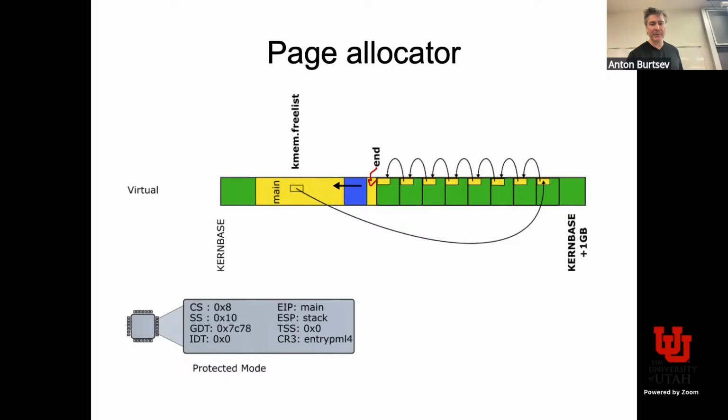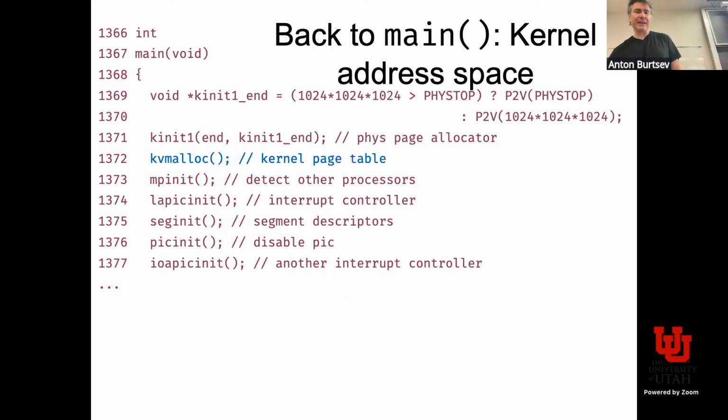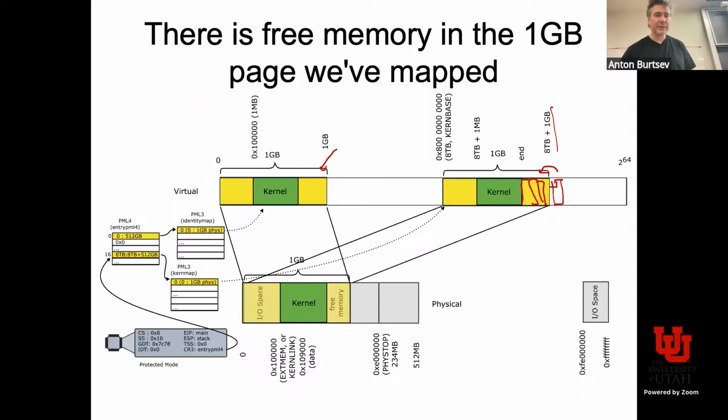Okay, cool. So we have the memory allocator. We know how it works. And now we're essentially ready to say, look, let's execute the second function in main. And this one, the goal is to construct our new page table. Because right now, what we have is exactly this diagram.